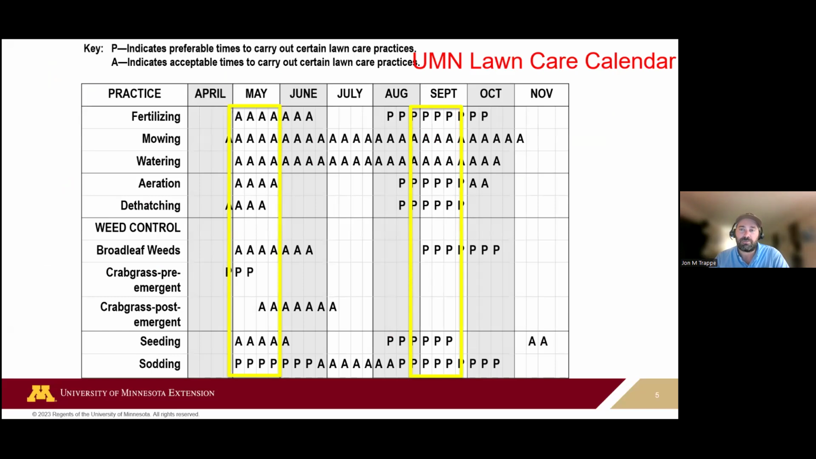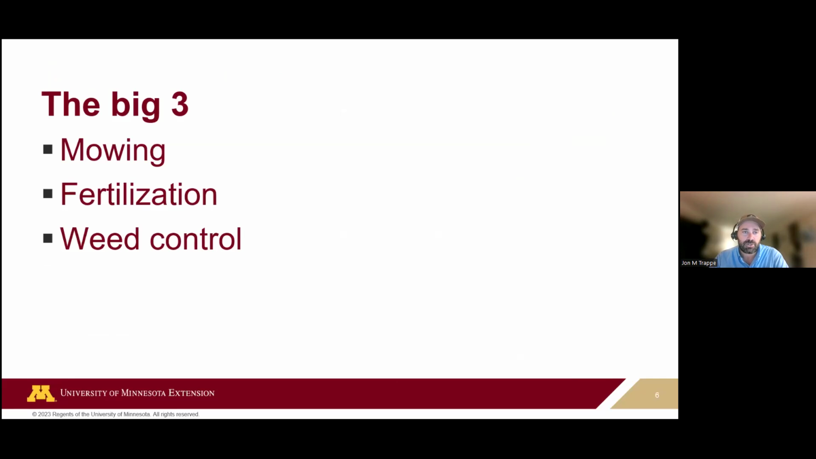And you'll notice from the calendar perspective, most of the practices that we're doing are best performed in the fall. So if we were to break down most management decisions that people are doing in their lawn into just a couple of key things they could focus on, mowing, fertilization, and weed control would be them. This is the vast majority of questions that I get from homeowners about their lawns.